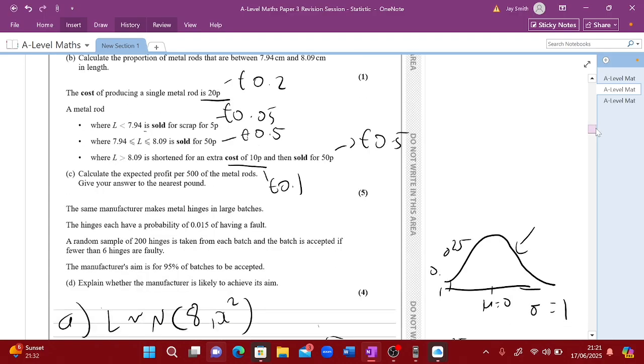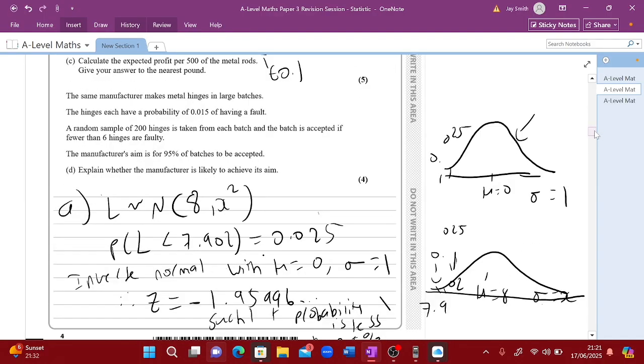But then it says for part D that the same manufacturer makes metal hinges in batches. The hinges each have a probability of 0.015 of having a fault. A random sample of 200, so obviously that's going to be a number, is taken from each batch, and the batch is accepted if fewer than 6 hinges are faulty. The manufacturer aims for 95% of batches to be accepted. Okay, well, we have a probability, we have a number, and we have an x value of 6.